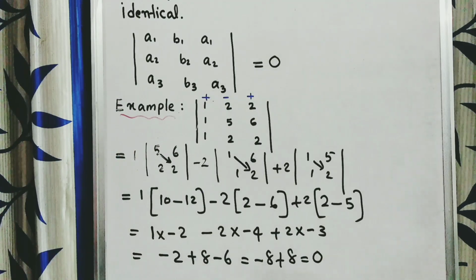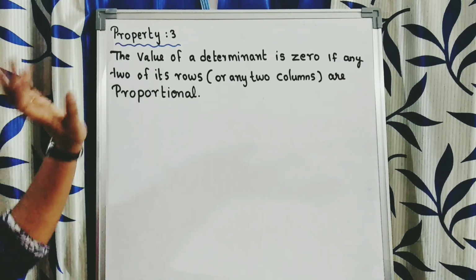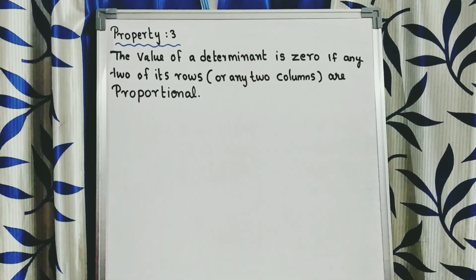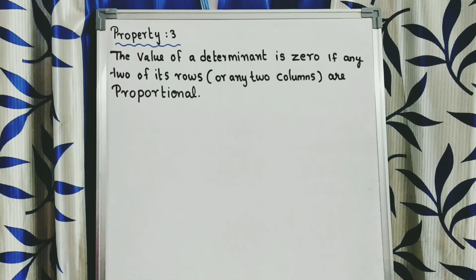Clear? Next is the third property of determinants. The value of a determinant is 0 if any two of its rows or any two columns are proportional.